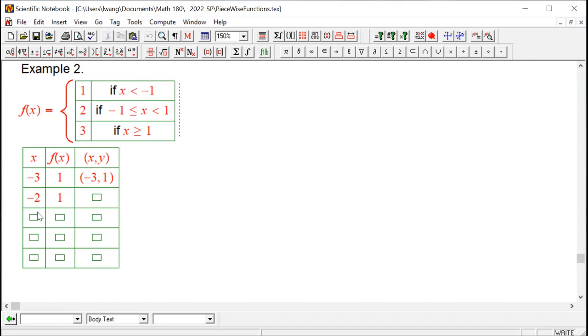Now, what if the input is -1? When the input is -1, we actually cannot use this output, output equals 1. So we have to use this condition because input equals -1. And this second line has, if x is larger than or equal to -1, and so the output is 2. So for input -1, the output is 2. Oh, sorry, I forgot to fill this up. For -2, the output is 1.